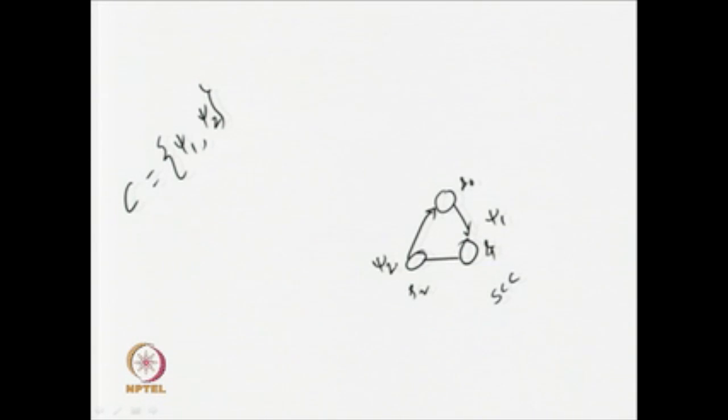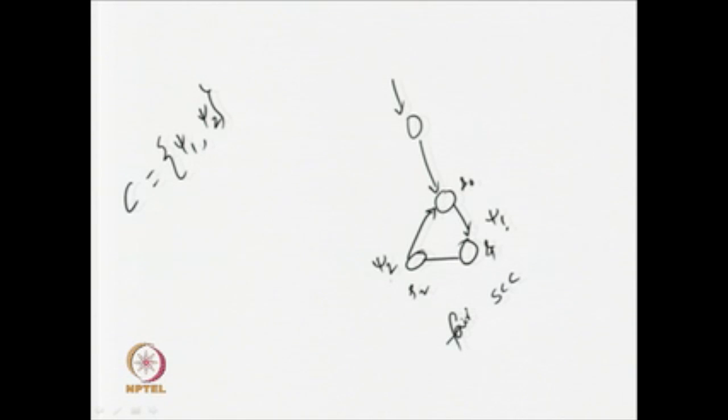Now, in this case, whenever I come from some other state into this particular state, it will be in this loop, and it can go over it infinitely. But wherever it goes, at some point of time psi 1 will be true or psi 2 will be true. So, I can say that this is a fair SCC.